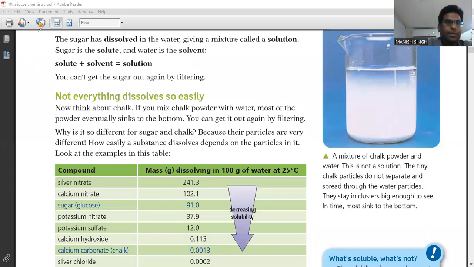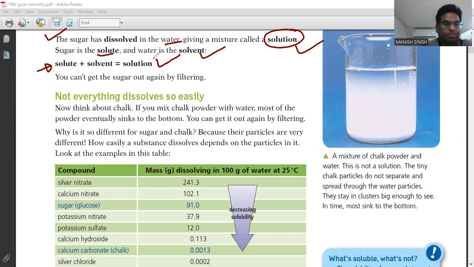Now look at the next point. Sugar has dissolved in water, giving a mixture called a solution. Okay. So when sugar is dissolved in water, then it will give a solution. So sugar is the solute and water is the solvent. So it will be solute plus solvent produces solution.